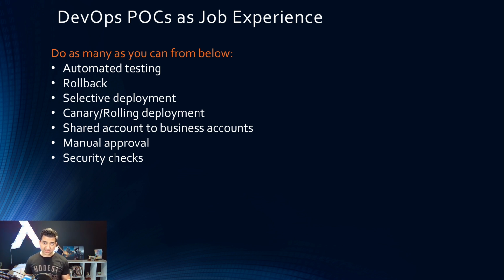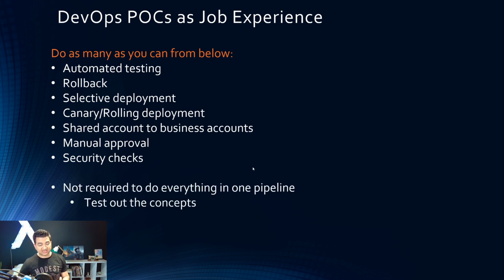Now, if I have to pick 3 that you must do in your pipeline, you should know how to do security checks. You should know how to do canary or rolling deployment, especially rolling deployment, which is used a lot in real-world applications, and you should know how to do automated testing. Now, this might sound really overwhelming, but this is the saving grace.